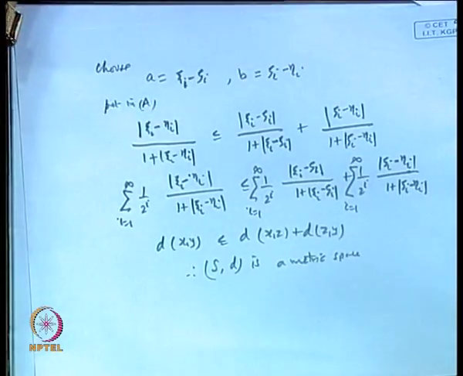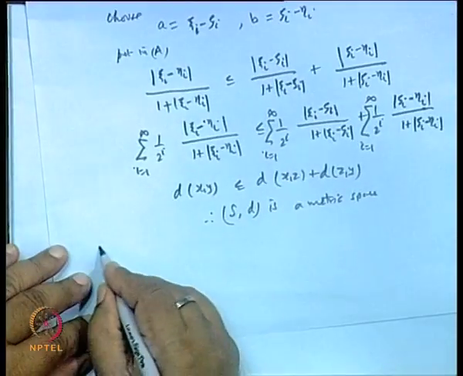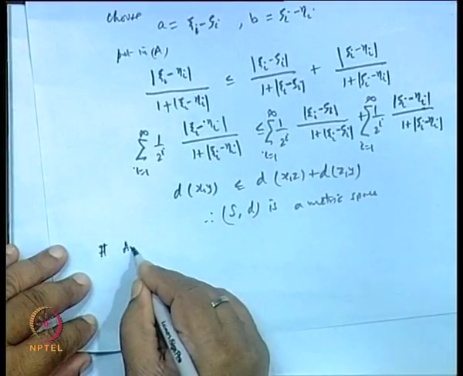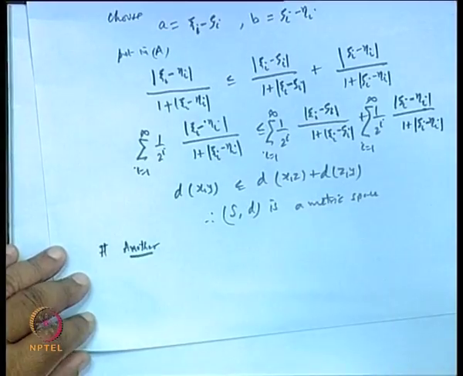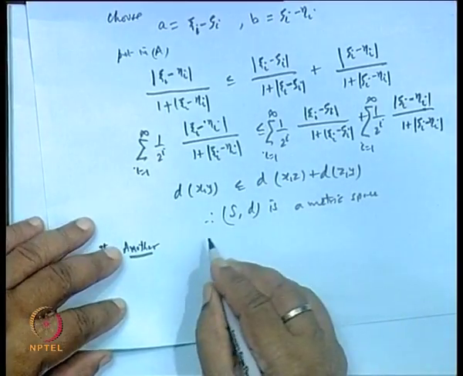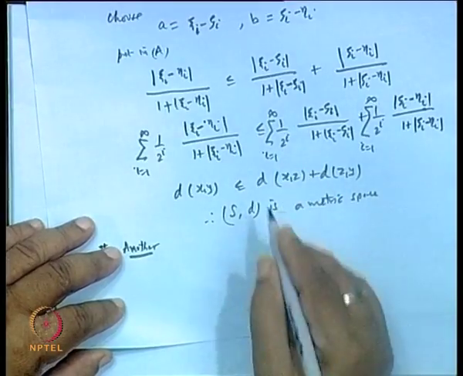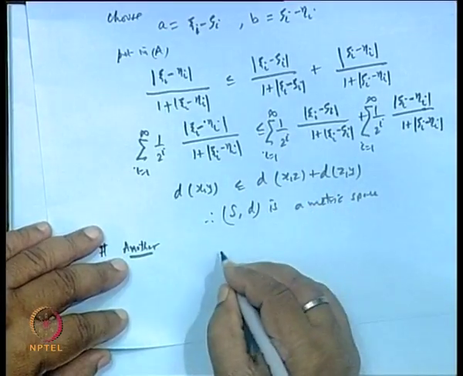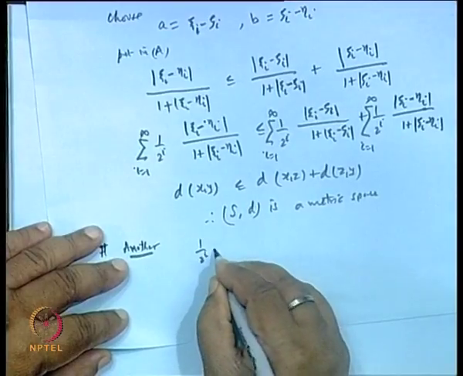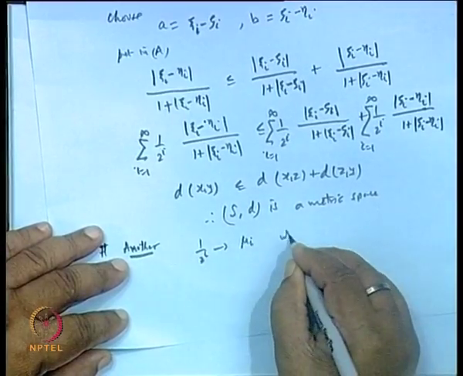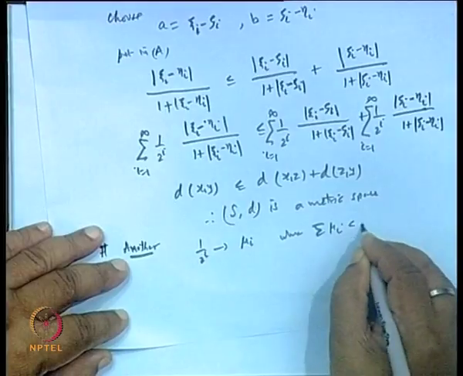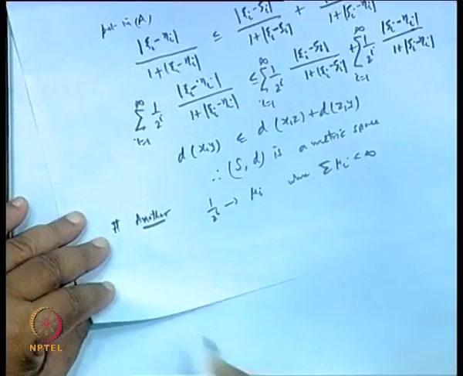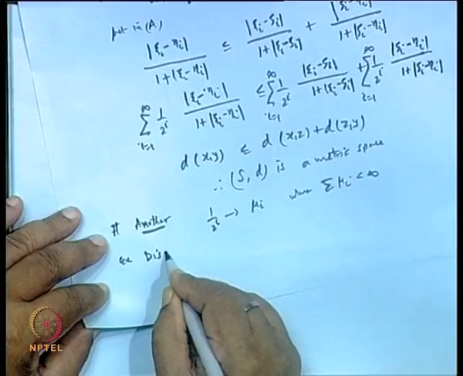Okay? Now, this is not the only metric defined on S. One can go for another metric also, and that other metric is that in place of 1 by 2 to the i, we can take mu i. So, 1 upon 2 to the i can be replaced by mu i, where the sum of mu i is finite, and the rest will be the same.